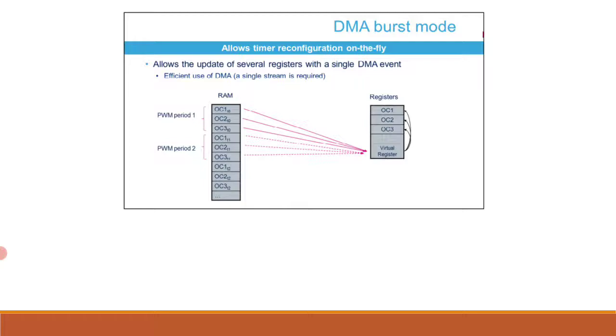TIMx_DMAR. When the update event occurs, the timer sends a number of DMA requests corresponding to the programmed burst length. Each value is then automatically redirected from the virtual register into the active register targeted. On the next update event, 3 new compare values are transferred again. In this example, this mechanism saves the 2 DMA streams that would normally be necessary for such an update scheme.